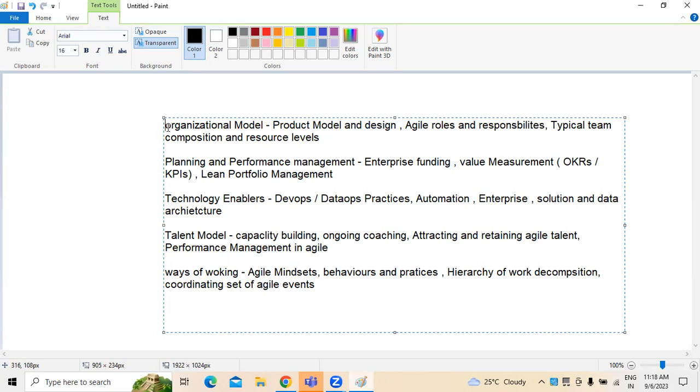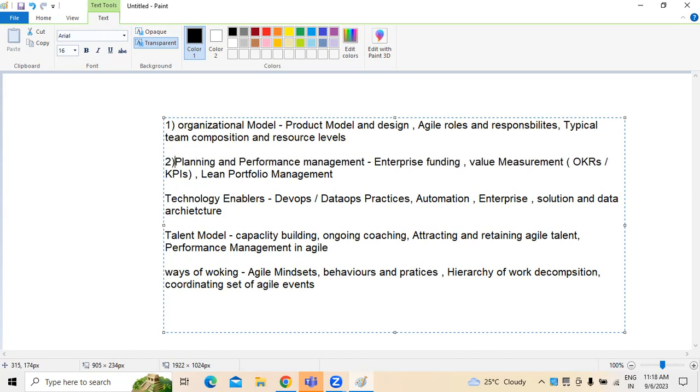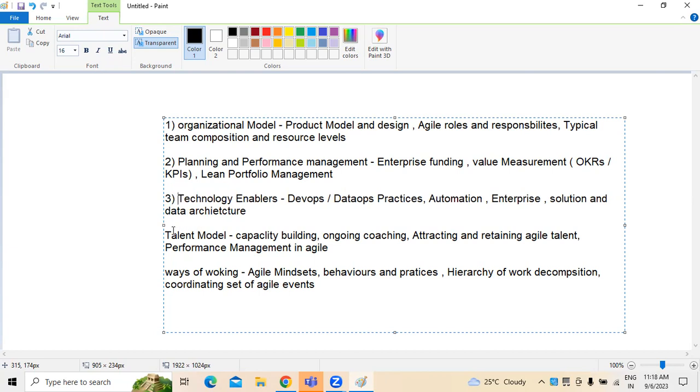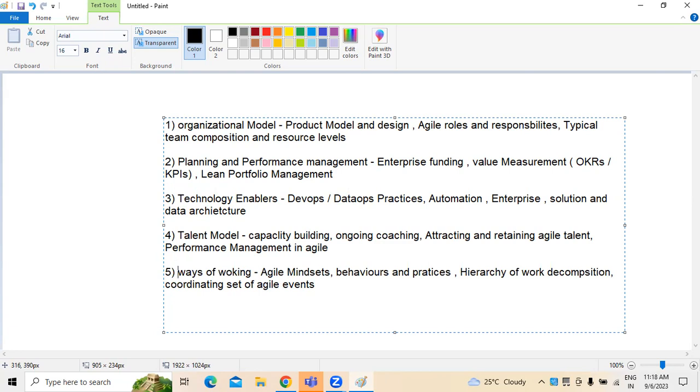So one is the organizational model, as I told you. The second is called planning and performance management. Third, technology enablers. Fourth is called talent model. Fifth is called ways of working. So these are the 5 dimensions which everyone moving towards enterprise agility, especially in the context of agile transformation, should understand.